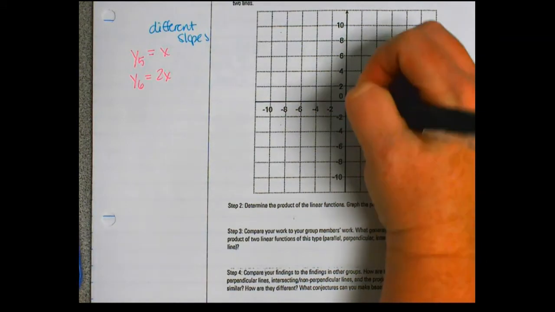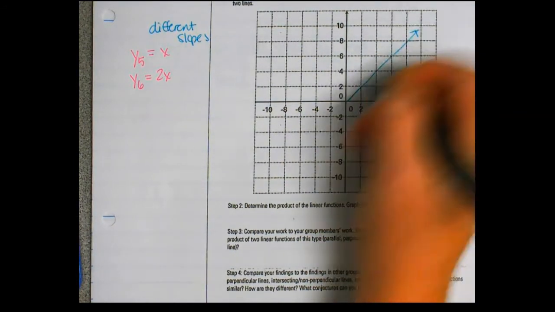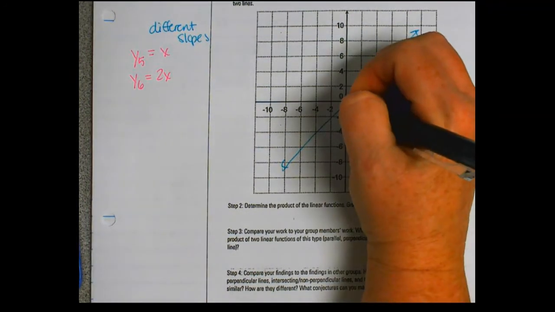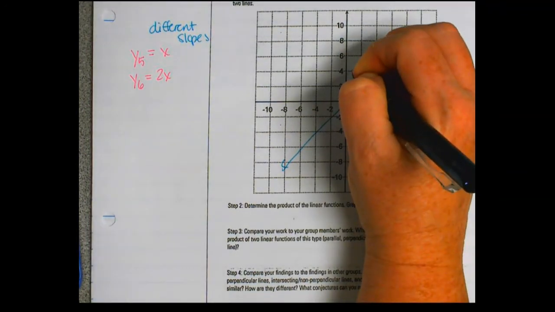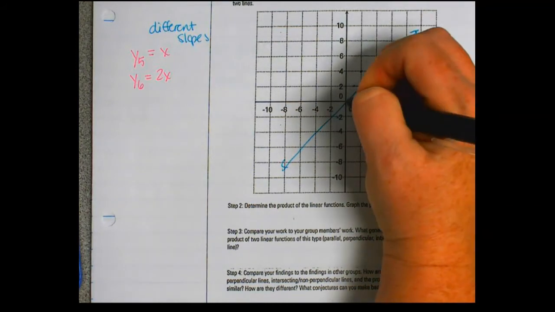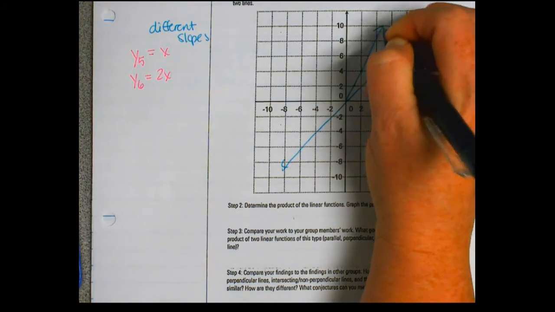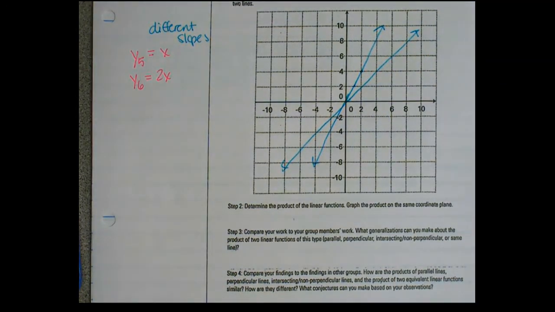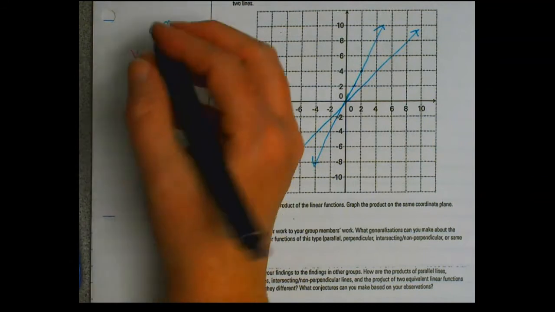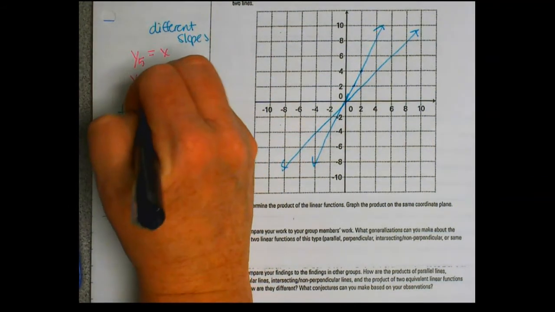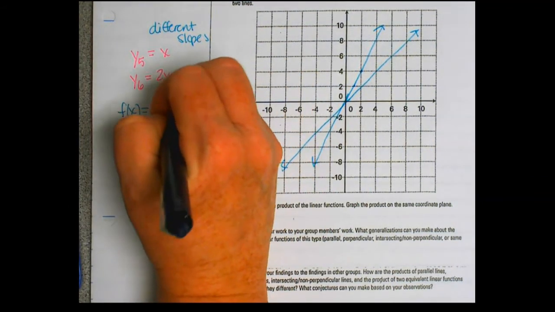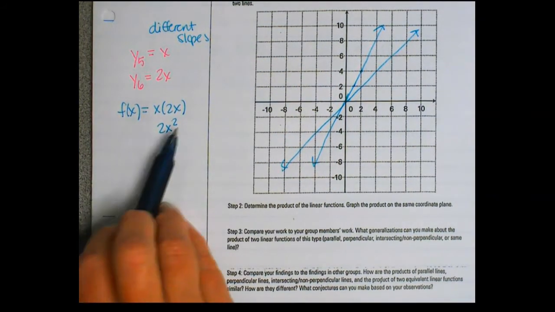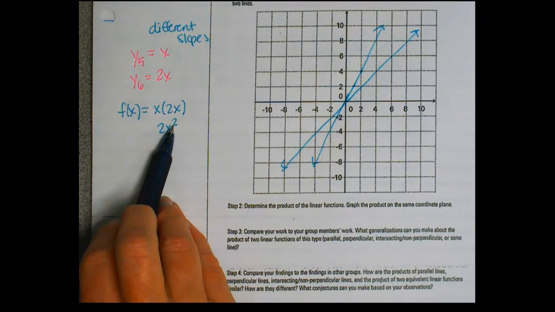When I graph y equals x, the first line is here. The second line is up to over 1, up to over 1. So it goes like this, and they have different slopes and what happens. So when we multiply these together for my function that I'm interested in, I have x times 2x. That gives me 2x squared. Again, it's a parabola. It's a pretty simple parabola.